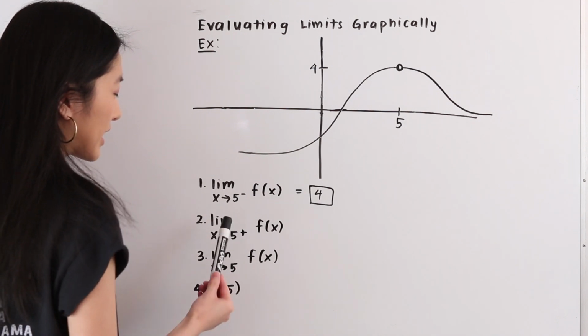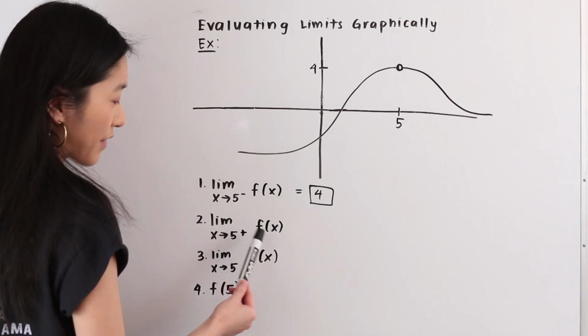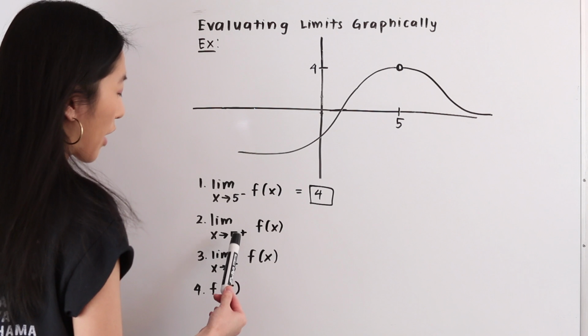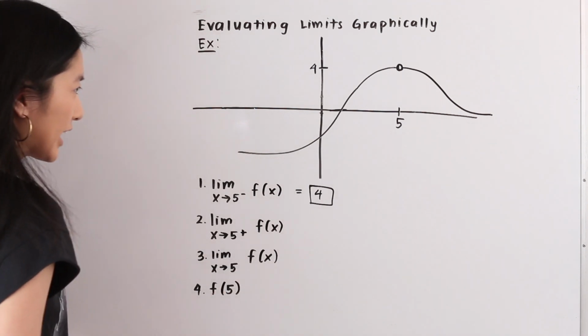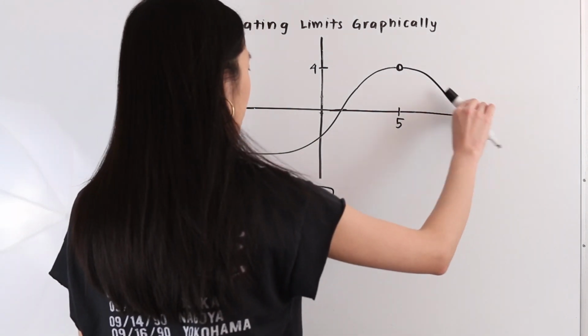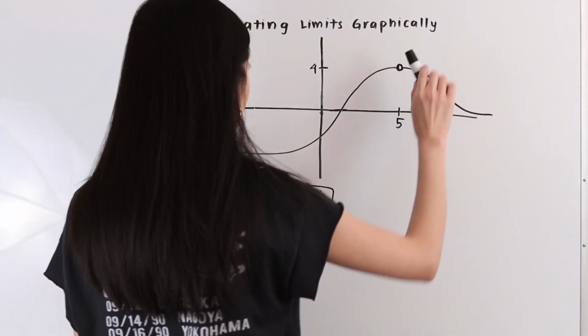And in problem 2, we have the limit as x approaches 5 from the right of f of x. Here we want to determine what's happening to our y values as x gets closer and closer to the value of 5 from the right. Taking a look at our graph, as we approach x equals 5 from the right, we can see that we are approaching a y value of 4.